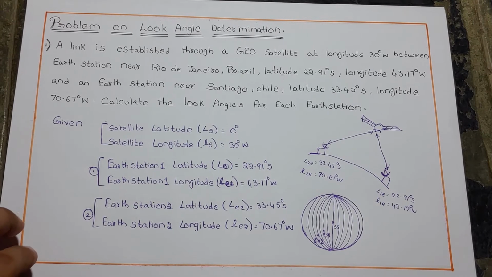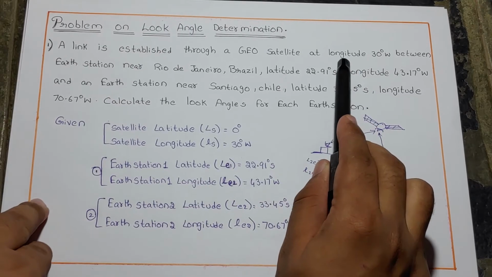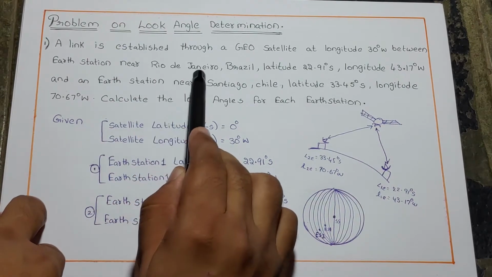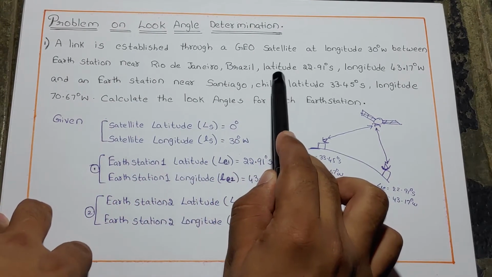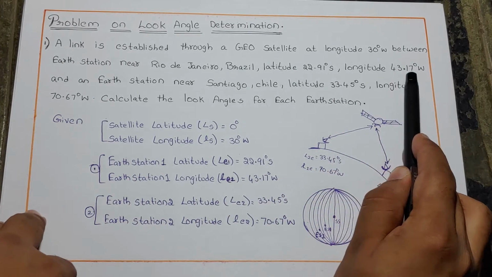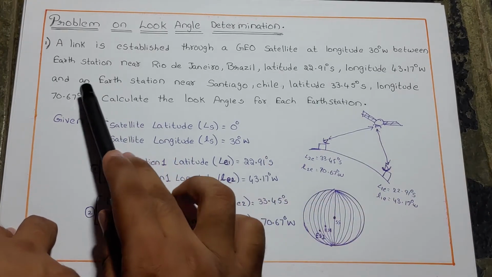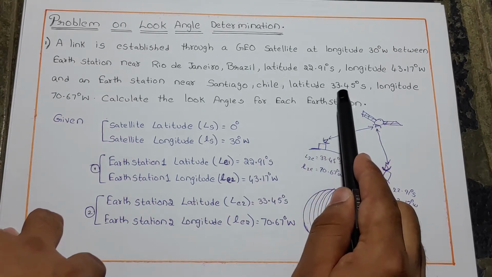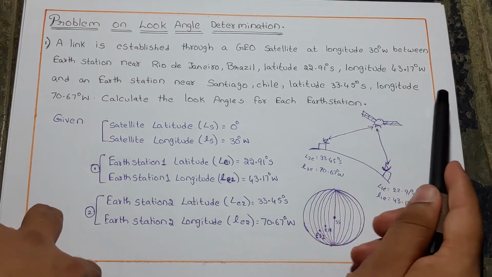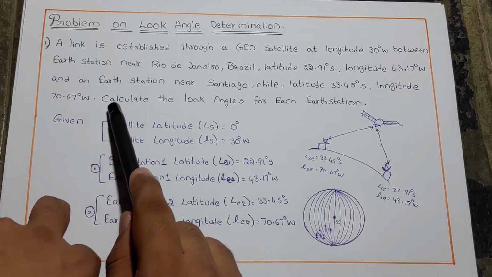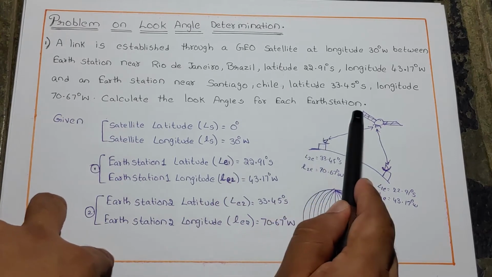Here is an example. A link is to be established through a geosatellite at longitude 30 degrees west between an earth station near Rio de Janeiro, Brazil, with a latitude of 22.91 degrees south and a longitude of 43.17 degrees west, and an earth station antenna near Santiago, Chile, with a latitude of 33.45 degrees south and longitude of 70.67 degrees west. Now, our task is to calculate the look angles for each station.